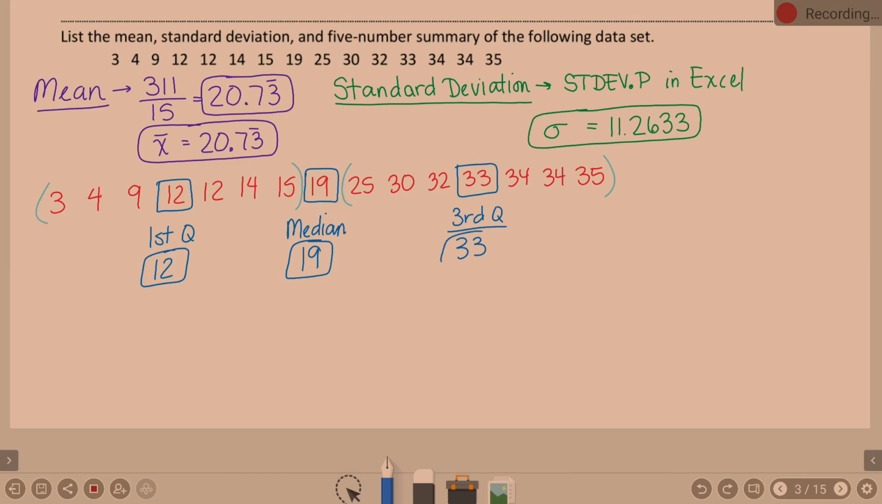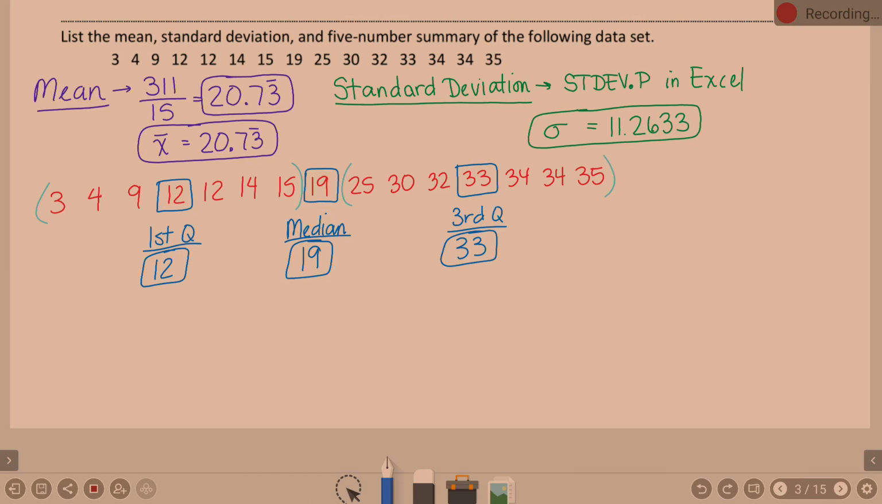Okay? Now, take a brief moment and pause. Those 3 numbers should divide your data into 4 equal pieces. Did that happen? 3 numbers, quartile, 3 numbers, median, 3 numbers, quartile, 3 numbers. If done correctly, you have 4 equal pieces. Okay? What else do we need for our 5-number summary?